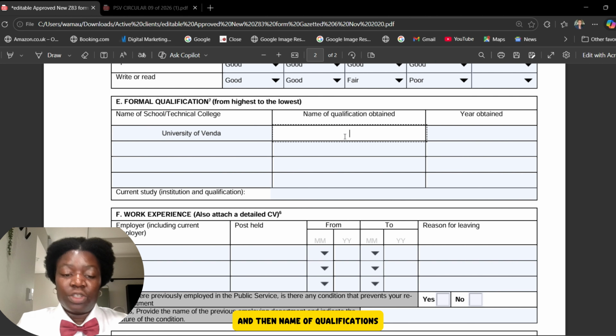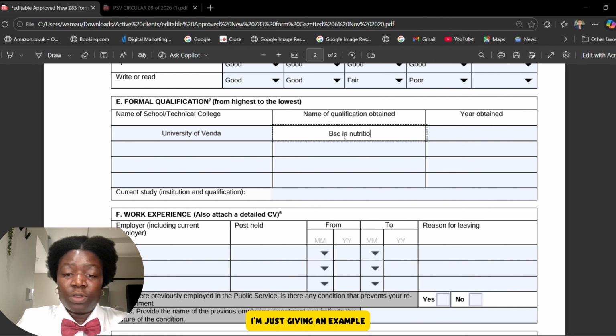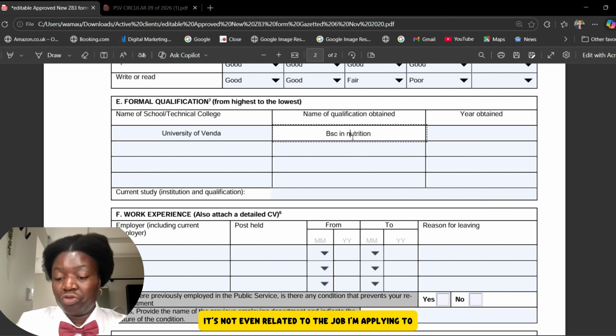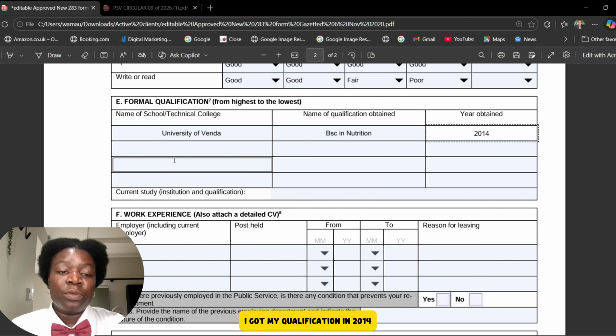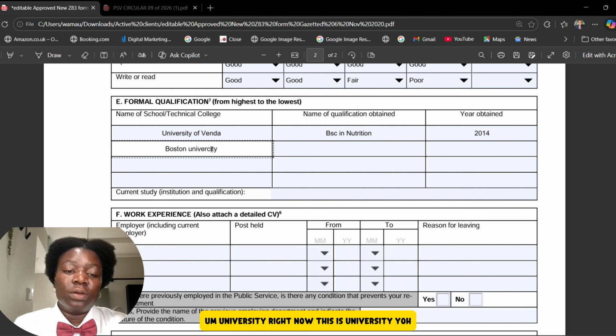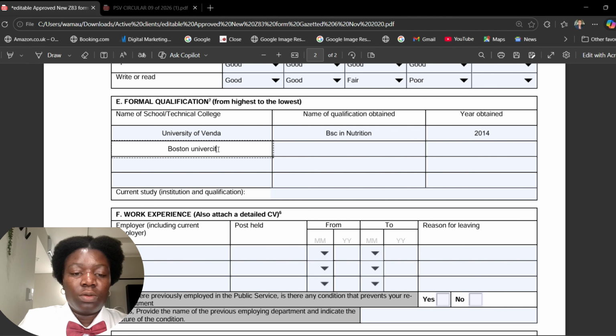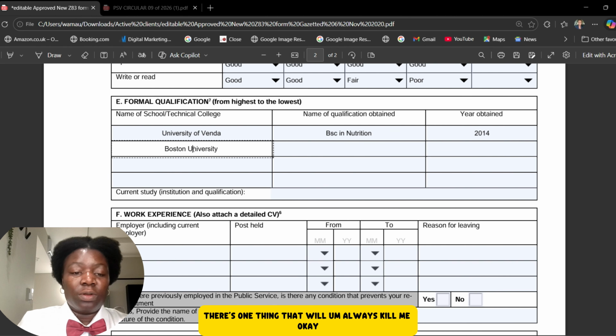And then name of qualification. I did a BSc in nutrition, right? I'm just giving an example. It's not even related to the job I'm applying to. These are not nutrition jobs. And then year obtained, I got my qualification in 2014. And then I also did a course with Boston University, right? University, English spelling. If there's one thing that will always kill me.